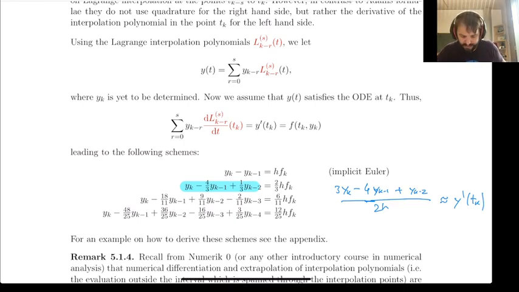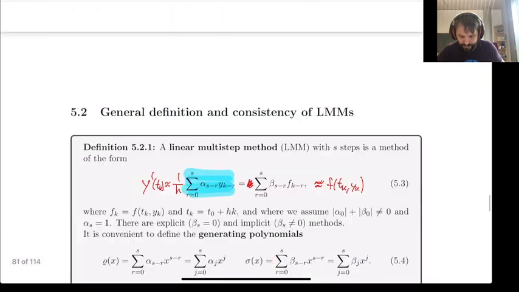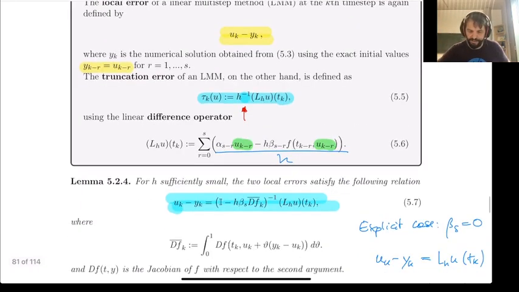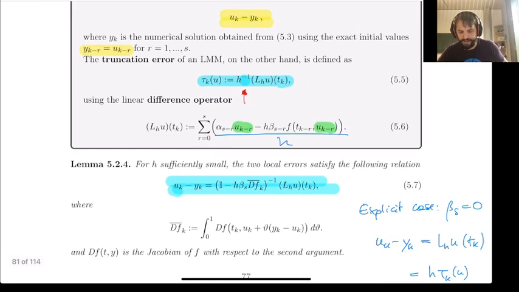So does that answer your question? If you look at the formula here, the first part of 5.6 is exactly this sum, alpha s minus r, uk minus r over h. And the second part is the right-hand side. It's a linear combination of the f's evaluated at some previous points because the h's cancel. And so this 5.6 is how much the u function does not satisfy the finite difference approximation of the ODE. And that's how a truncation error is defined.